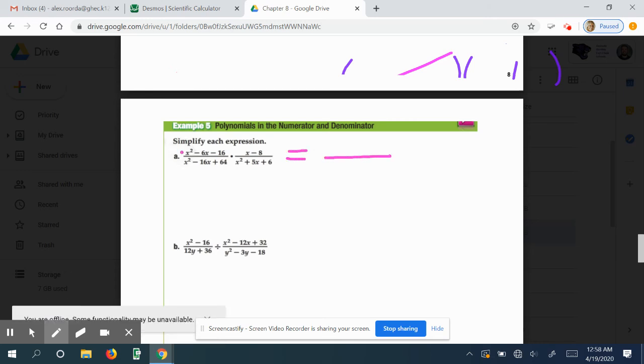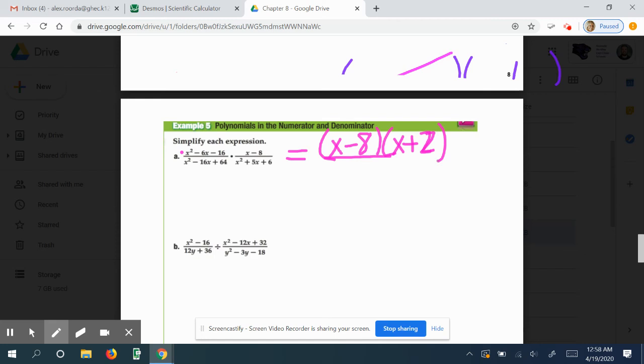So I'm going to take the first one. I'm going to say x squared plus 6x minus 16. So our AC would be negative 16 and our B would be 6. So the two numbers that multiply to negative 16 and add up to 6 would be negative 8 and positive 2. So we're going to do x minus 8 and x plus 2 in my first one.